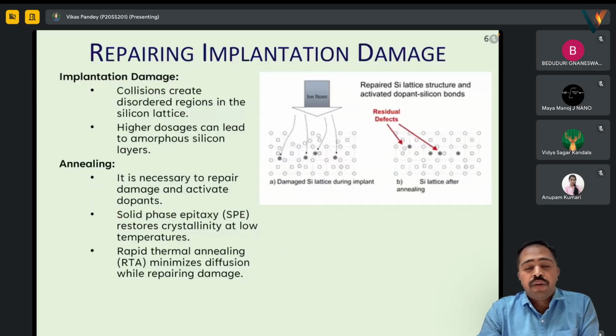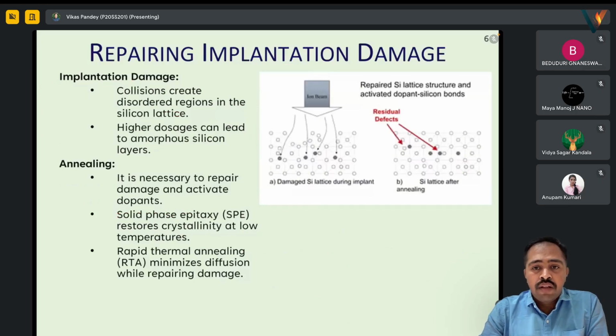And then one problem that occurs with this implantation is that there will be damage.